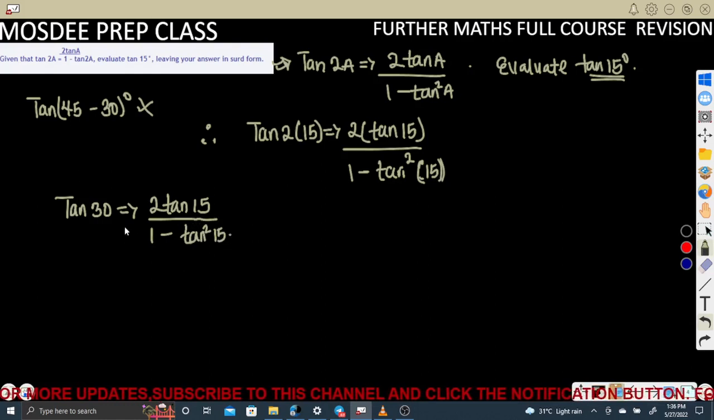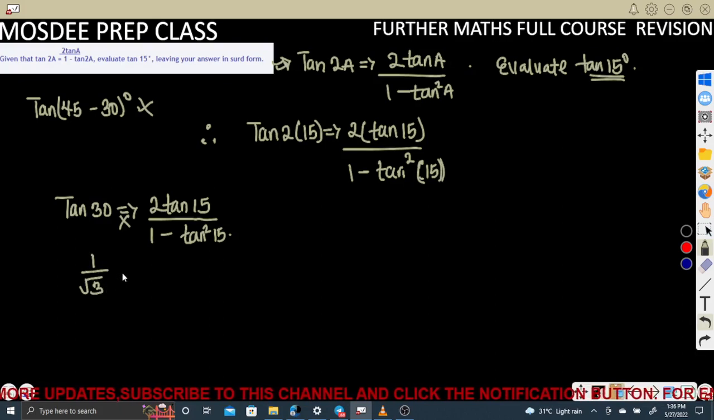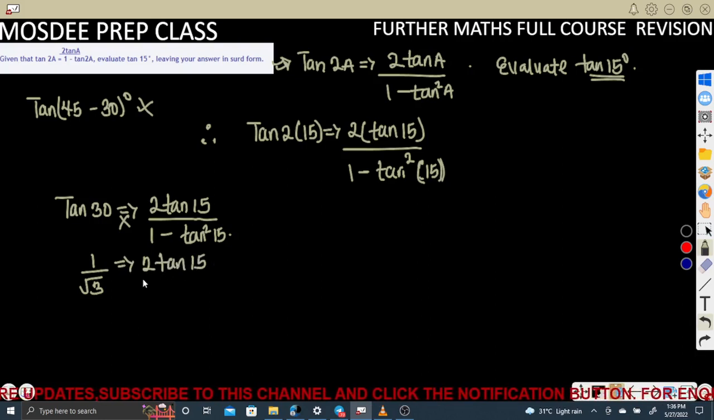So now what you will do here is just to cross multiply. I hope students know the trigonometric value for tan 30. So that is root 3 over 3, or you say 1 over root 3. I believe further math students should have knowledge of that from their mathematics. So that is equals to, if I cross multiply, 2 tan 15 divided by 1 minus tan square 15.